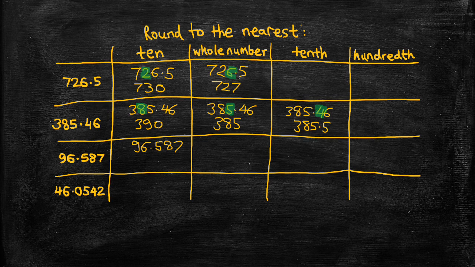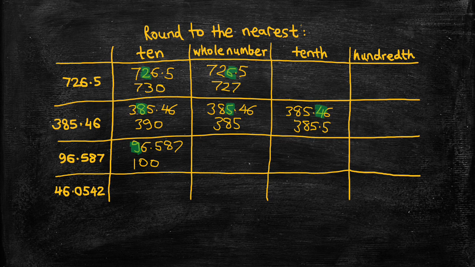Okay, here's our strategy. Look at the digit that's in the tens column. So we're asking ourselves whether to round the 9 up to a 10 or leave it as a 9. Look at the next digit over. It's a 6. It's 5 or higher, so we round the 9 up to a 10. And then fill in a 0.